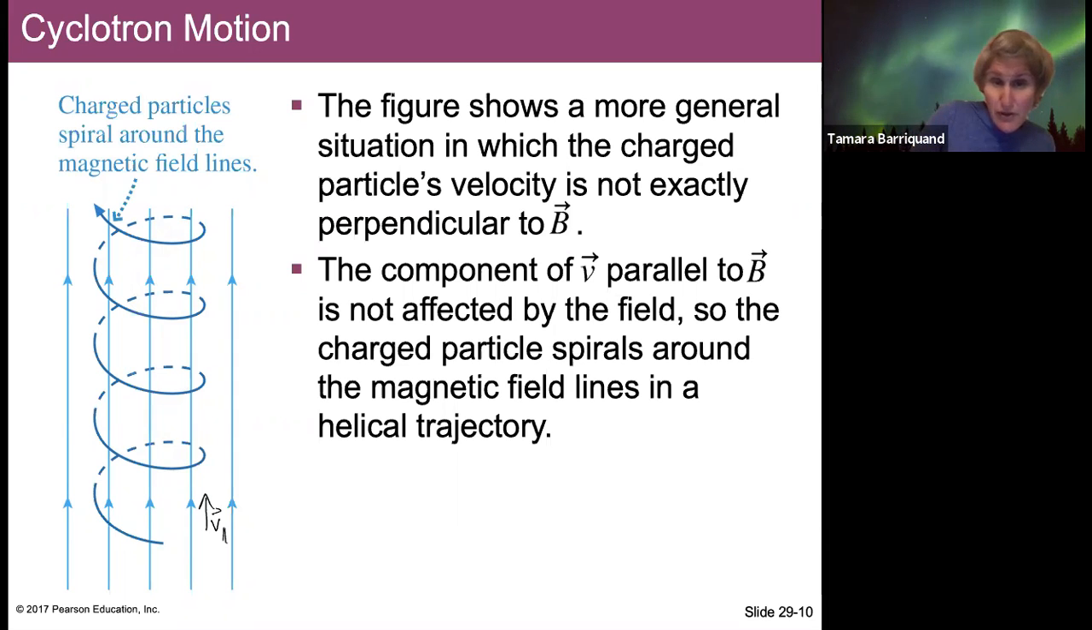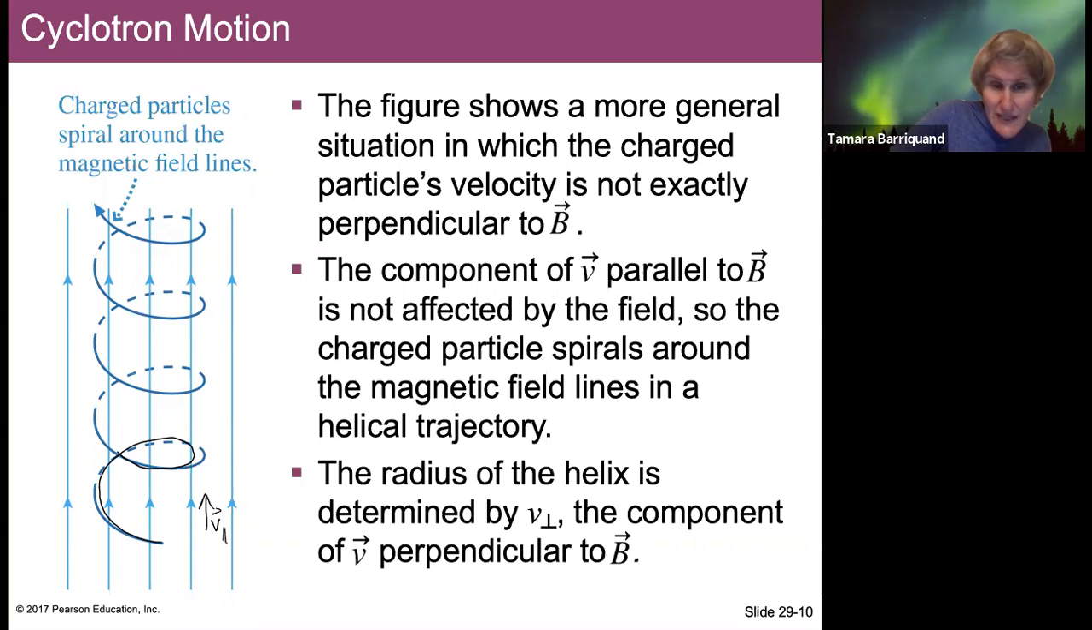And so the charged particle will spiral around the magnetic field lines in a helical trajectory. So we end up with this helix that we see here, as the particle moves along with that same V parallel that it had when it entered the field. The radius of the helix will be determined by V perpendicular, the component of V perpendicular to B, and that is what is going to determine the radius of its circular motion.